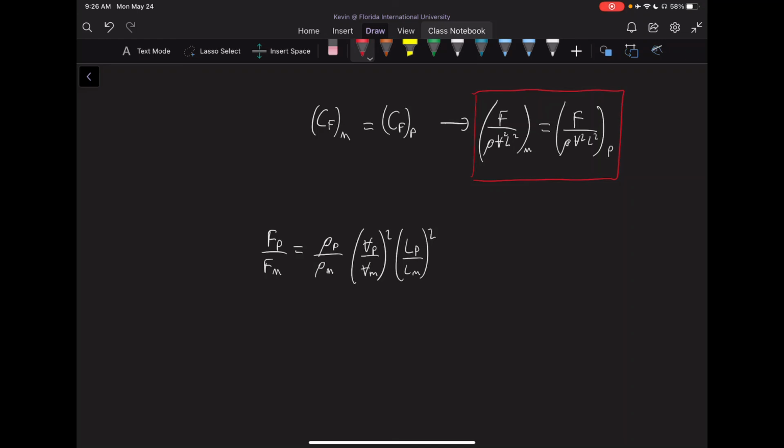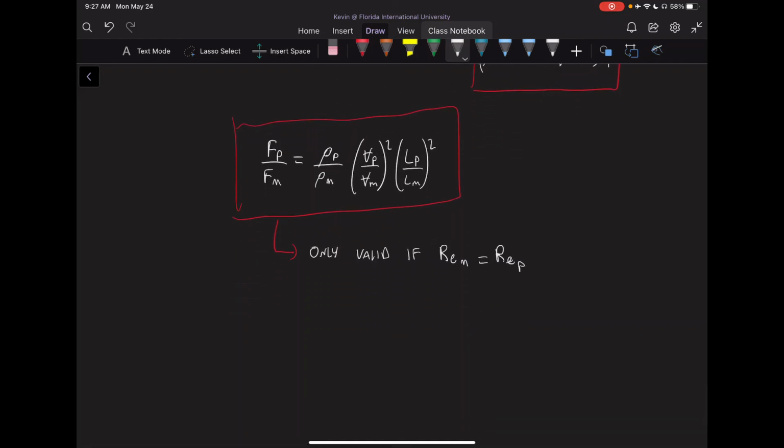And we can say that this equation is only valid, okay, we can only use this equation if Reynolds of model is equal to Reynolds of prototype. So we can find the relation between our force of prototype and our force of model based on the Reynolds relation that we developed. So if that is only valid with Reynolds of model equal to Reynolds of prototype, we can write the equation for Reynolds of model and Reynolds of prototype.